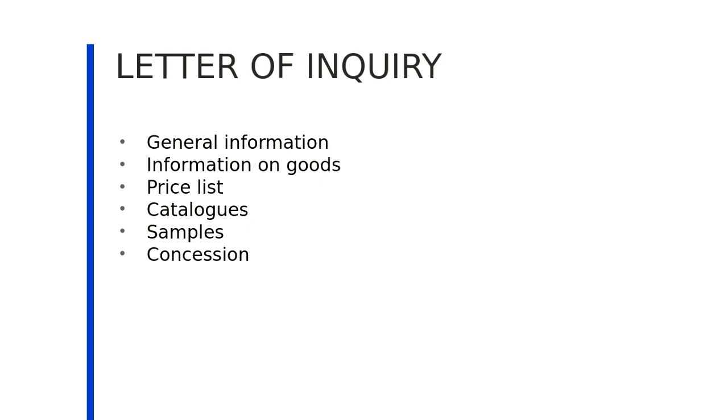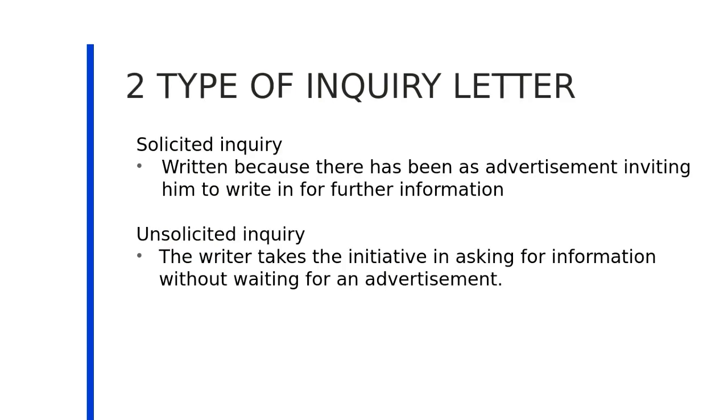Okay, letter of inquiry. What you need to have in the letter of inquiry: general information, information on goods, price list, catalog, sample, condition. Okay. 2 types of inquiry letter. The first one, solicited inquiries. The second one will be unsolicited inquiries. Okay. What is solicited? Written because there has been an advertisement inviting him to write in for further information. This will be solicited. Unsolicited, the writer takes initiative in asking for information without waiting for an advertisement.